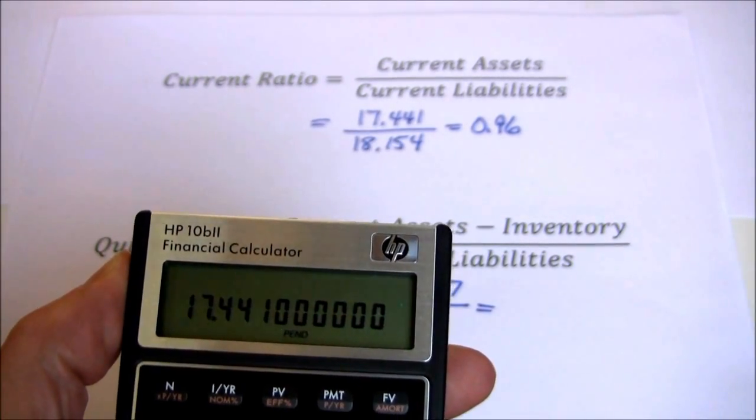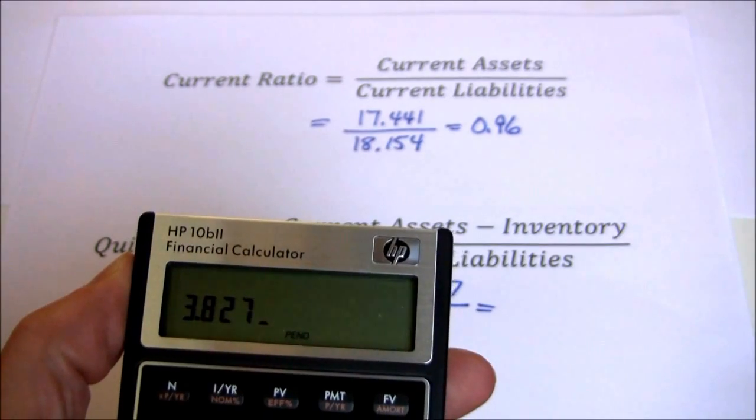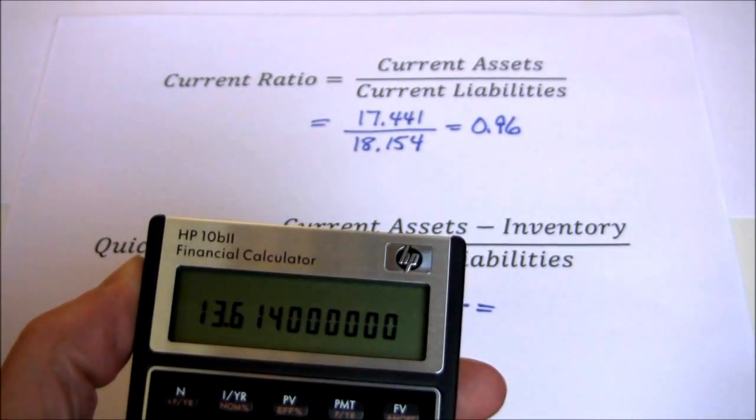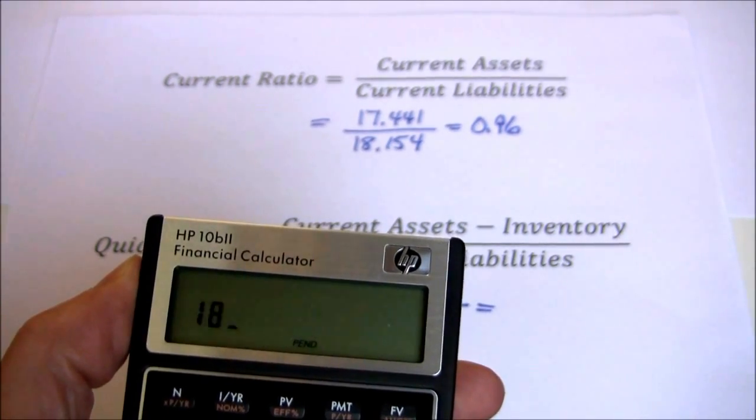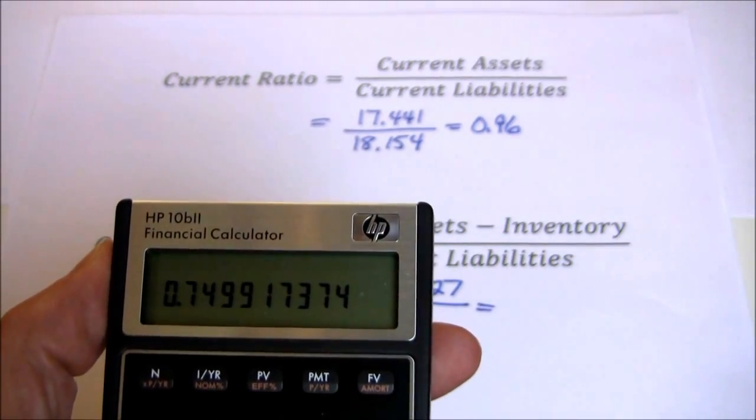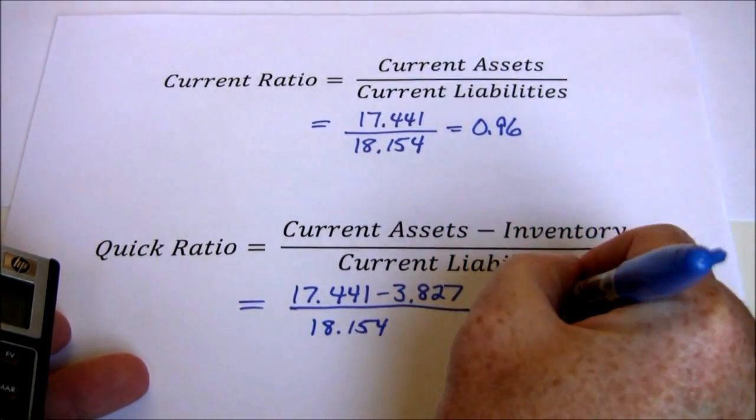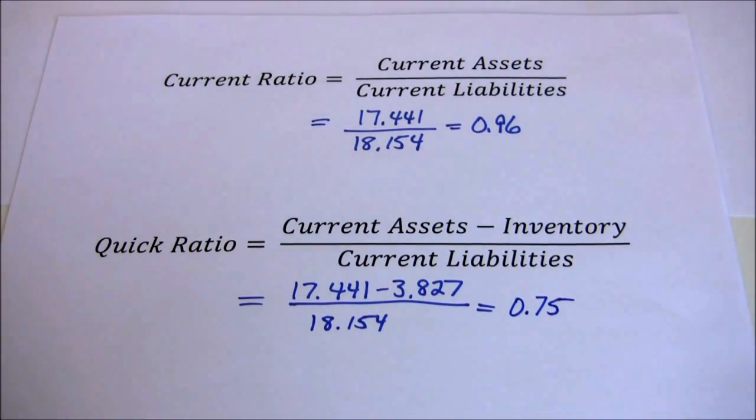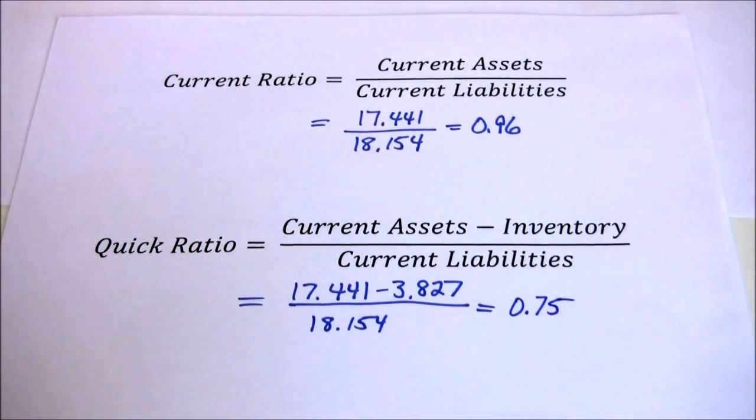17.441 minus 3.827 divided by 18.154 is going to give us a quick ratio of 0.75. Again, this is a relatively low quick ratio. Most people want to see that quick ratio be greater than 1.